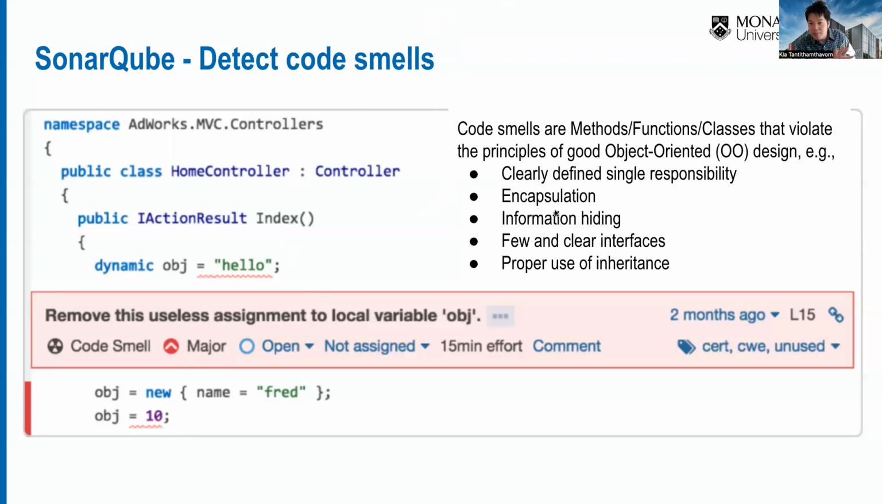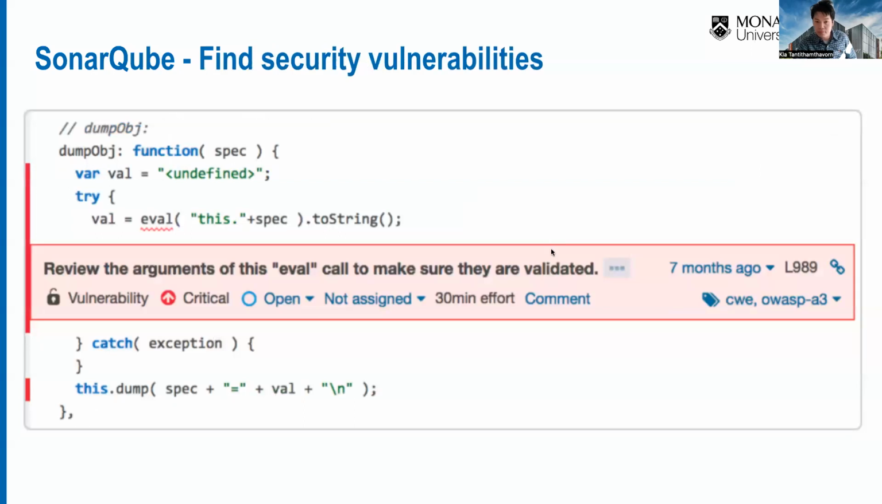So when you use this kind of tool, it can detect some high-level maintainability issues based on patterns. And it can also find security vulnerabilities as well. For example, it tells you that this is a vulnerability type. It is quite critical, whether you want to open it or not, who you want to assign, and how much effort you need to fix it. And it also provides a link to the reference as well.